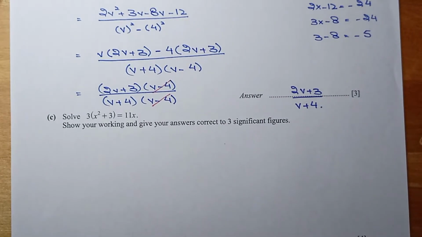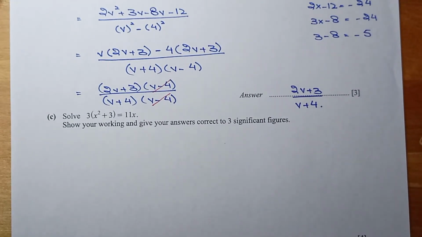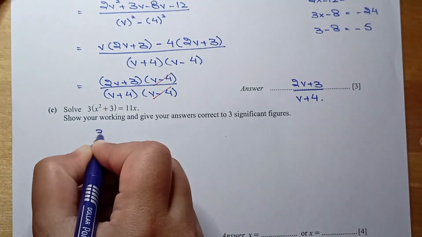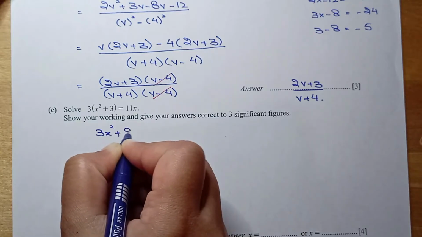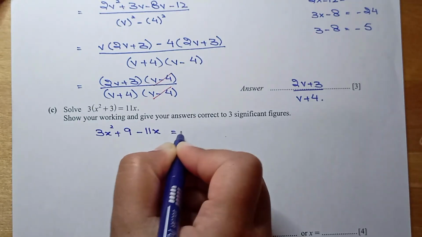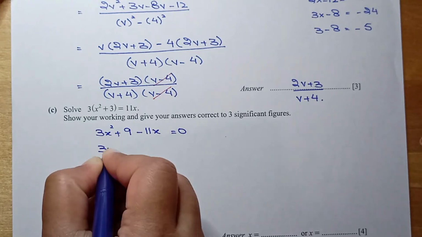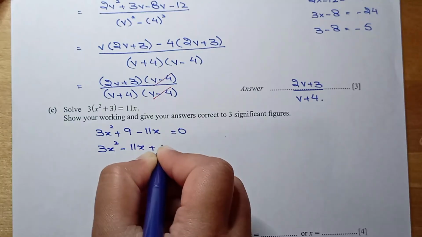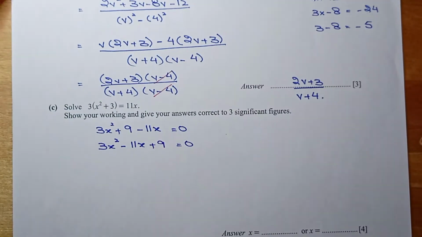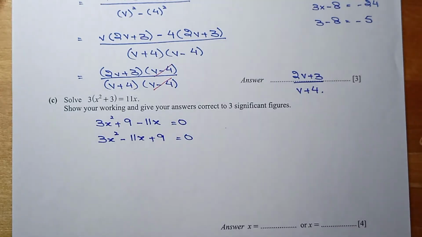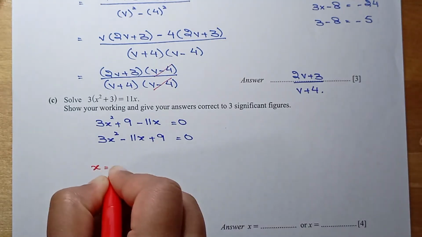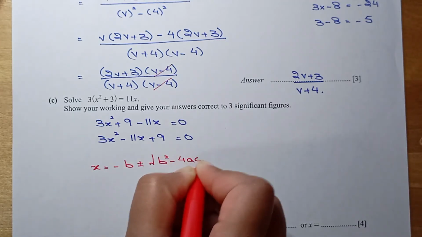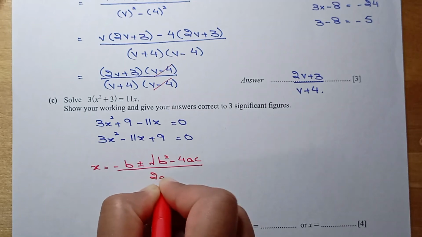Now for the C part, solve this equation, show your working and give your answer correct to 3 significant figures. So we have 3x square, 3 times 3 is 9, minus 11x equals 0. That's a quadratic equation. Let me arrange it into the quadratic standard form: 3x square minus 11x plus 9 equals 0. Now we can solve it by using the quadratic formula, that is x equals negative b plus minus square root of b square minus 4ac, divided by 2a.